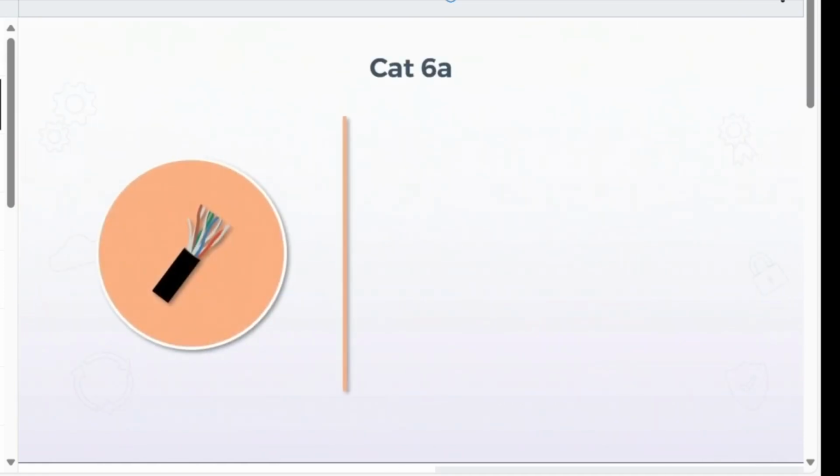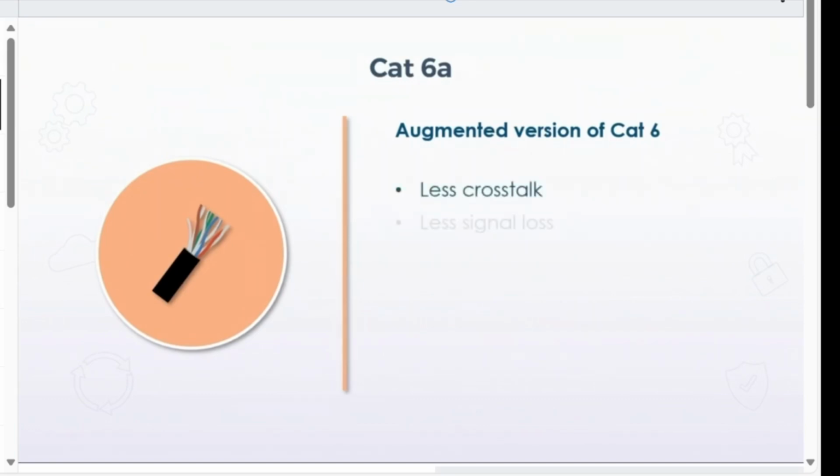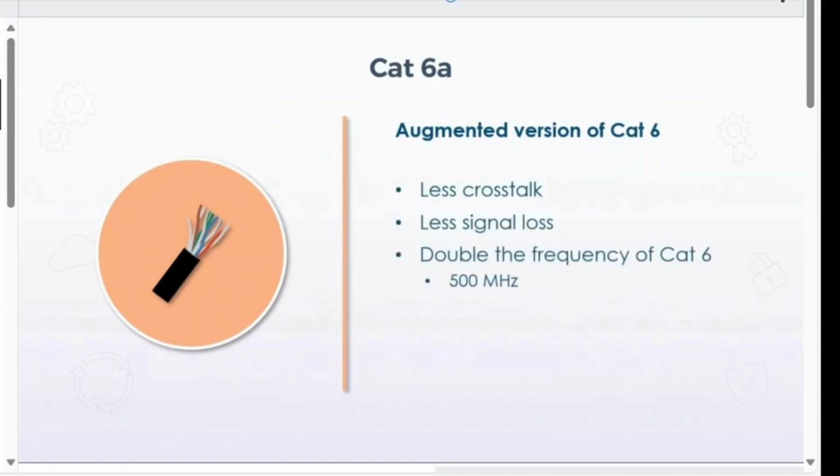Like Cat5e, Cat6a is an augmented version of Cat6 and implements tighter winding of the internal wires, resulting in more copper per inch, and an extra thick layer of plastic around the wires themselves is used, which further reduces crosstalk and signal loss. Cat6a also doubled the transmission frequency up to 500 megahertz, which at present still only offers the same 10 gigabits per second speed as Cat6, but 6a can maintain that speed at greater distances than standard Cat6.